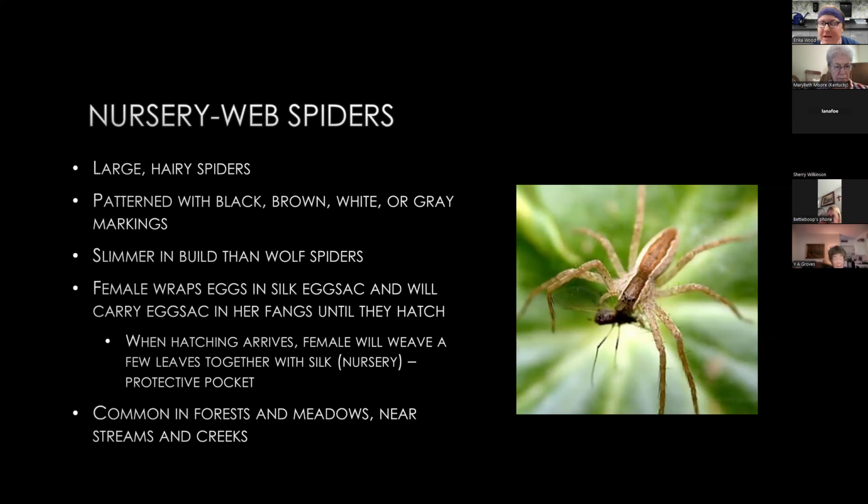When it's time for them to hatch, she knows when they're about ready to come out of the eggs, and the female will then weave a few little leaves together with her silk and put the eggs there. It's going to be a little protective pocket for those little baby spiders, those little spiderlings. So that's where it gets the name nursery web spider, because it's almost like the female is creating this little nursery for her children.